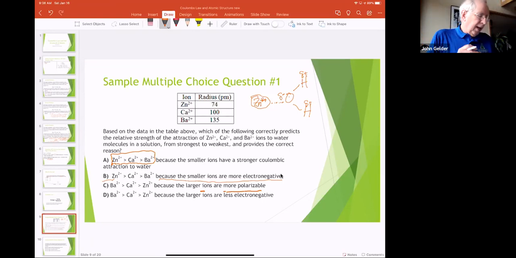So again, we're not told to use Coulomb's law, but in the information that we're provided, we're talking about the level of attraction of a cation in water, which we know to be polar. And so it has a permanent dipole, a permanent asymmetry in electron charge. And so we think about those partial negatives and partial positives.